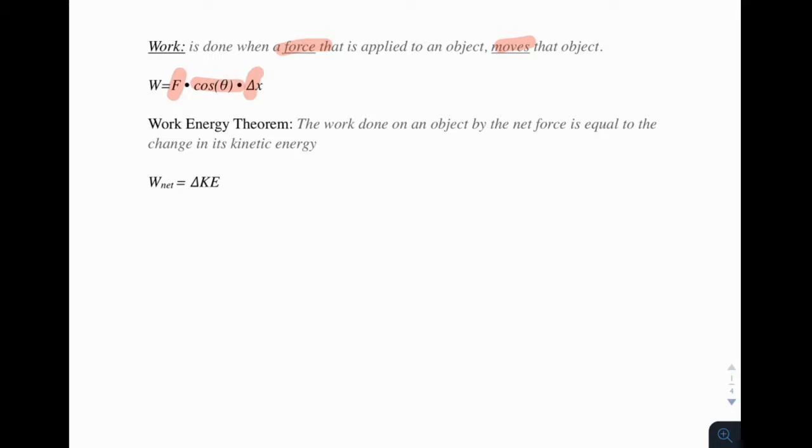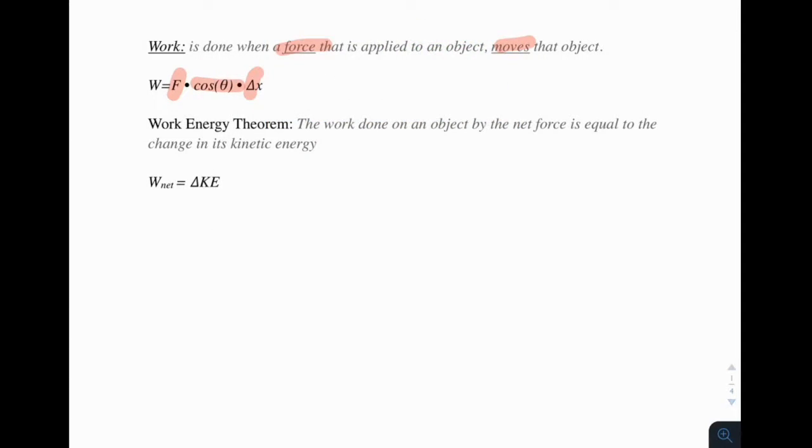We also have this cosine theta here, which I'm going to explain a little later in the examples that we have. But in brief, cosine theta is important when you have a push or pull at an angle, because that angle to push or pull has a horizontal and vertical component. And generally we want to look at the horizontal component if we're moving a box on a flat surface, let's say. So another thing we're going to be discussing here is the work energy theorem.